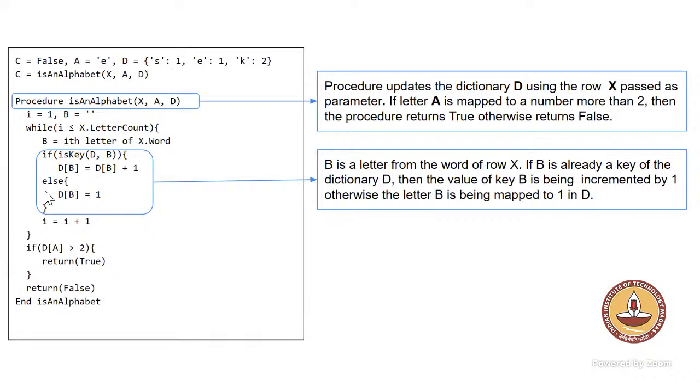The else part we won't execute, and I equal to I plus 1 will happen in every iteration because that is inside the while loop, and it is outside the if and else block. So I equal to I plus 1 will happen every time. In the second iteration, the I value will be 2. The second letter will be T.